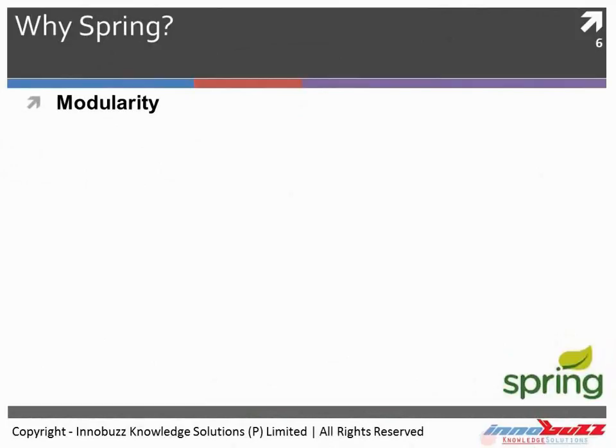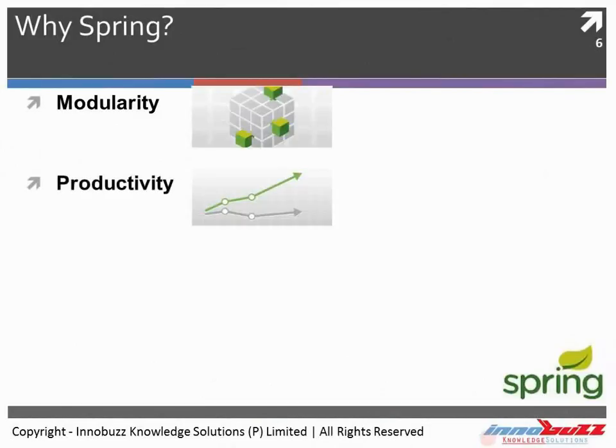So why use Spring? Because of modularity. It means plain old Java objects keep your code concise, simple, and modular. Productivity. Over 70% of developers report productivity gains and reduction in time to deploy with Spring, therefore building high productivity.